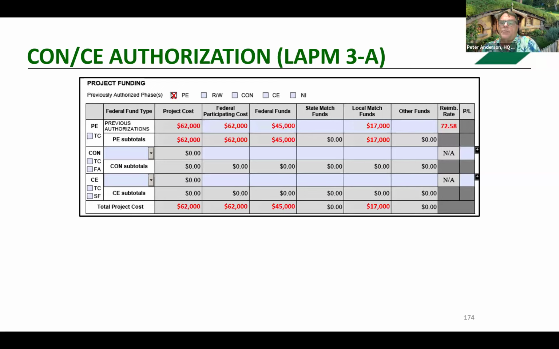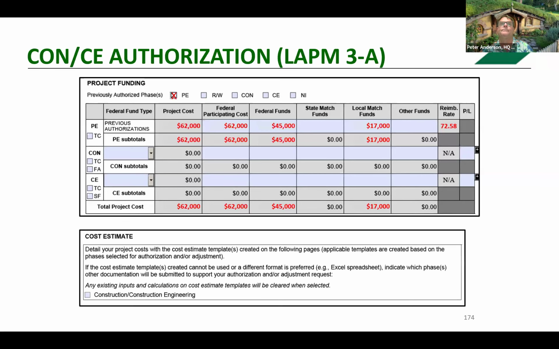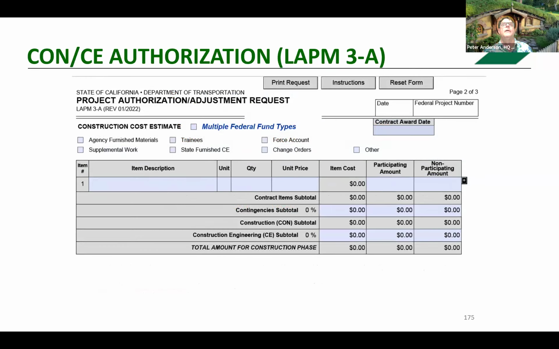For the construction authorization, the key part of completing the 3A is the engineer's estimate. The 3A has a built-in tool for entering the estimate, but you may opt out of using the 3A by checking this little box here in the bottom. But for our purposes, we're going to use the estimating tool.